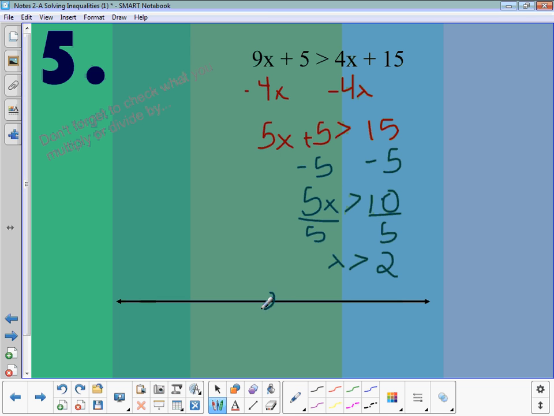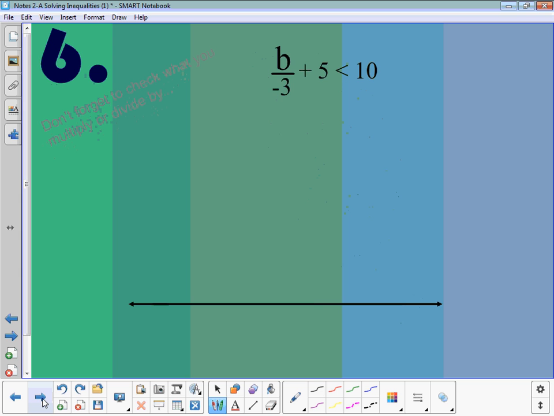So I'm going to have an open circle, and I'm going to call this 2, and my line is going to go to the right. It goes to the right because the alligator is opening towards the x, which means greater than. So then I know I need to go to the right. Let's take a look at this one.